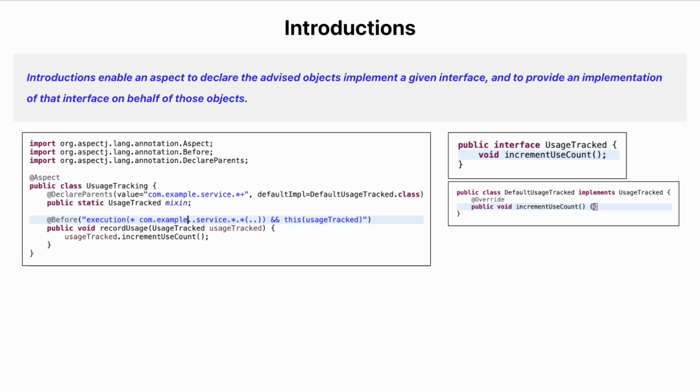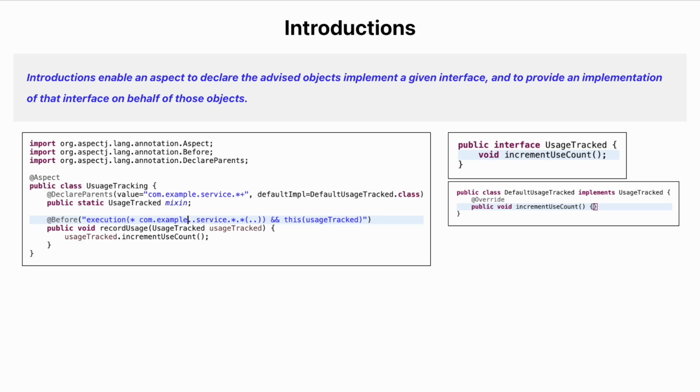Introductions. Introductions enable an aspect to declare that advised objects implement a given interface and to provide an implementation of that interface on behalf of those objects. We can create an introduction by using the DeclareParents annotation. This annotation is used to declare that matching types have a new parent. For example, to track usage of beans, we can create an interface UsageTracked and provide an implementation DefaultUsageTracked. We create a mixin using the DeclareParents annotation and provide the interface and implementation class fully qualified names.